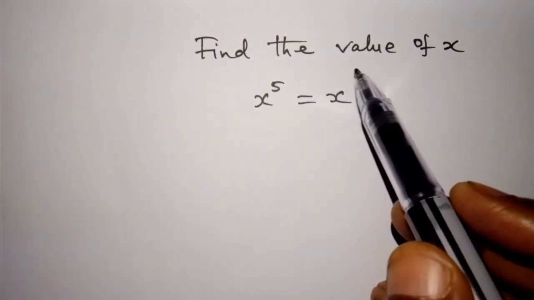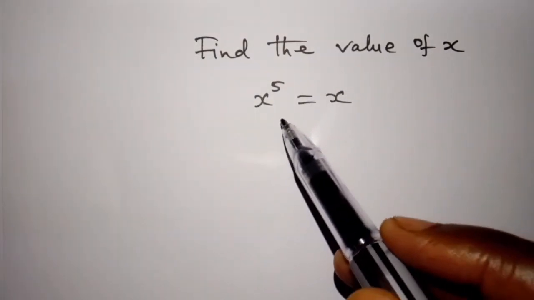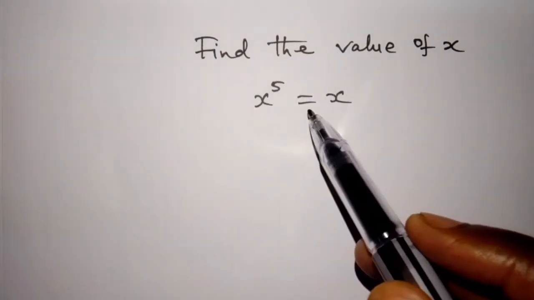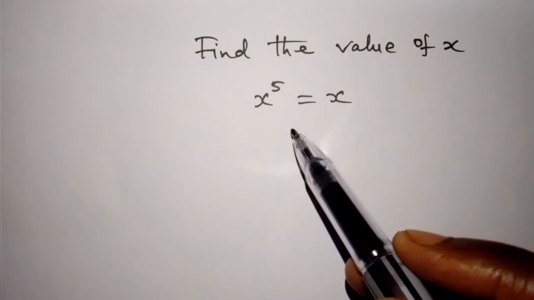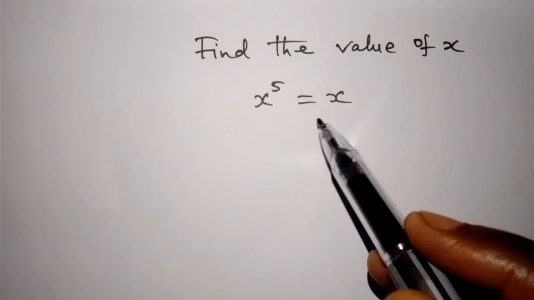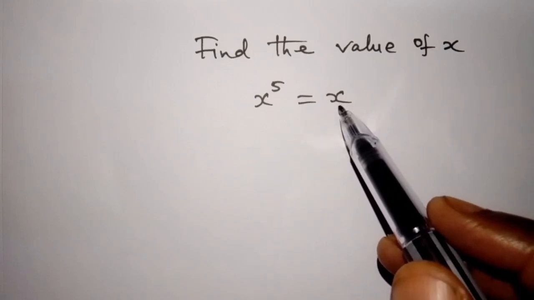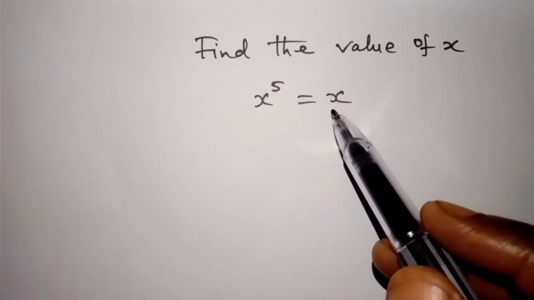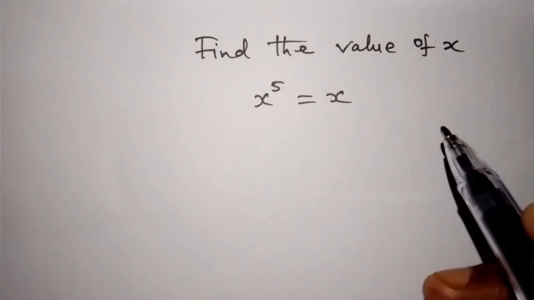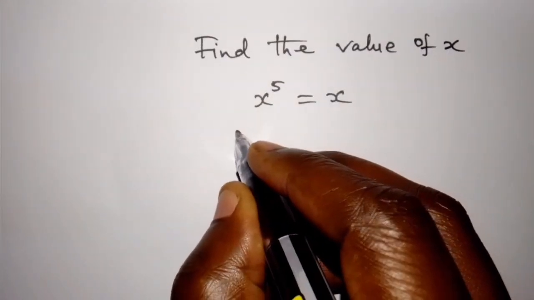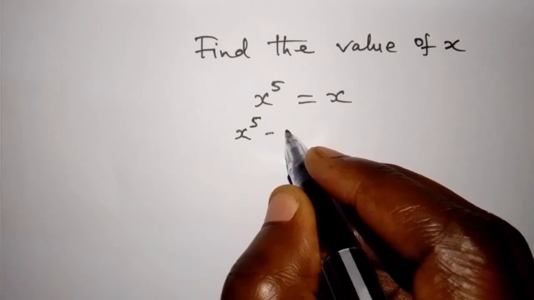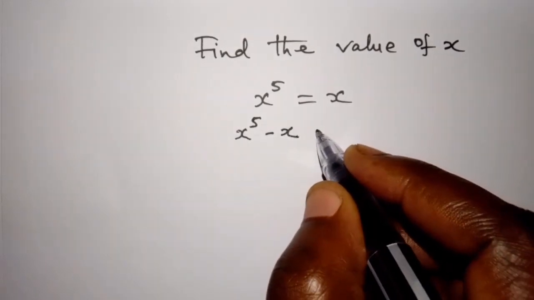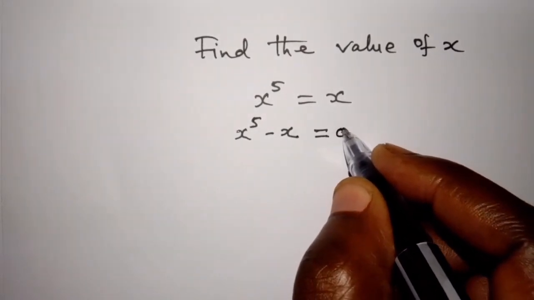Find the value of x. x power 5 is equal to x. First of all, we can subtract x from both sides. So we can say that x power 5 minus x is equal to 0.